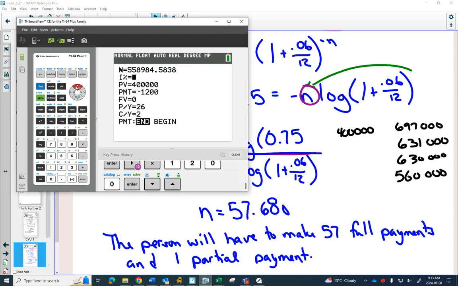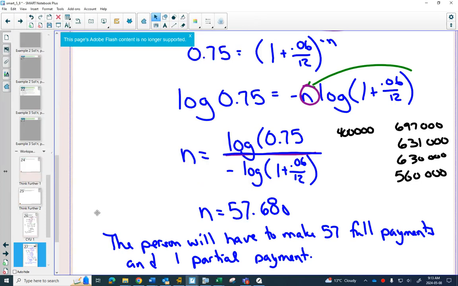Okay, so these are 2 important formulas that could come up on the exam.